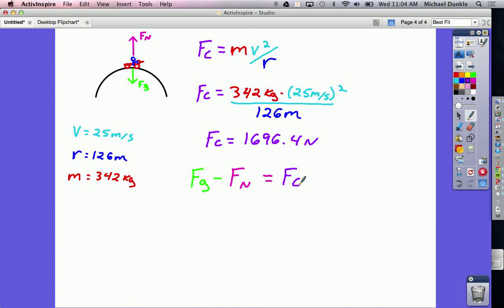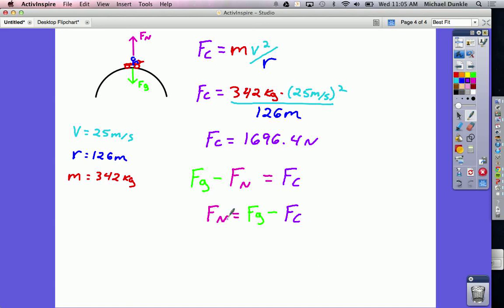Now we just need to plug in some numbers, do a little bit of algebra, and we can solve. Now we're looking for normal force, so I'm going to rearrange this equation to get the normal force. And when I do that, I see that the normal force is equal to the force of gravity take away the centripetal force.